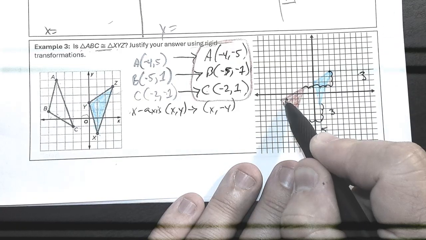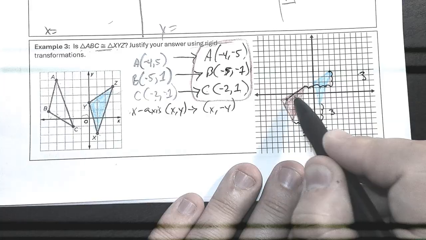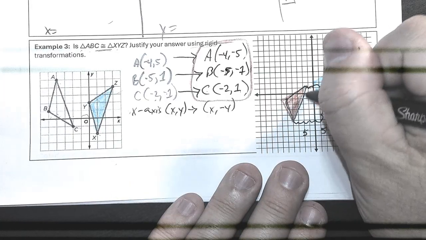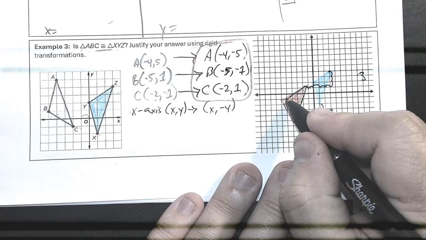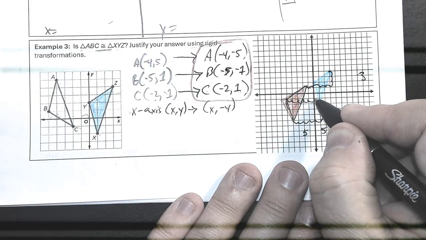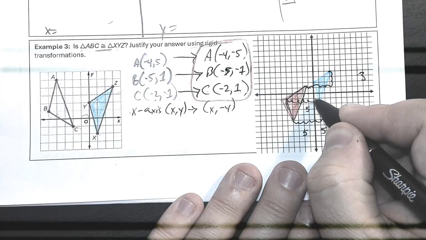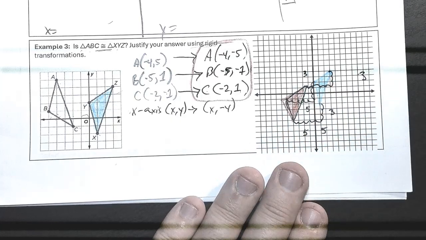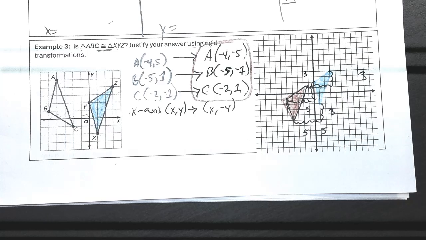So it goes from here to there. So not quite as big. So now 1, 2, 3, 4, 5. So 5. And then 1, 2, 3. 3. So now you can see.